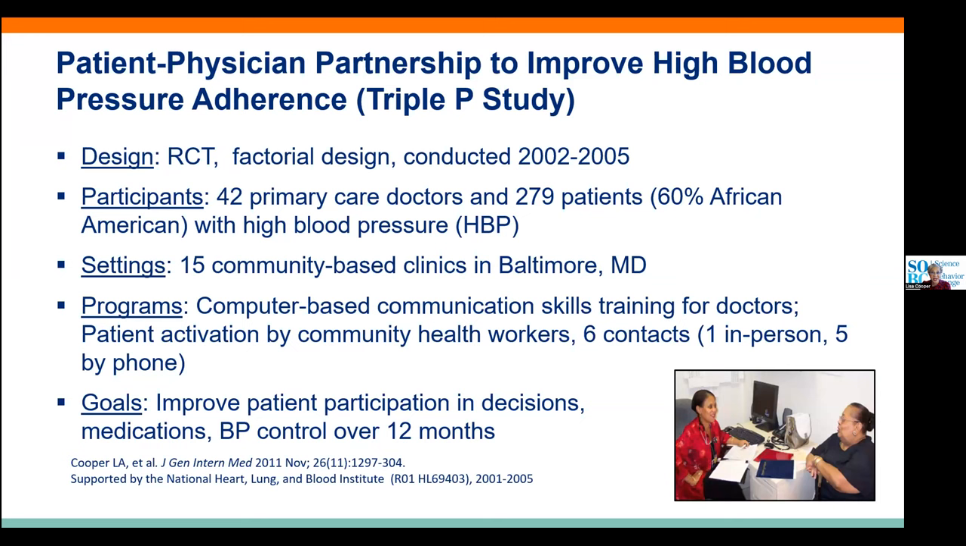And the clinician training was computer-based communication skills training versus simply a monthly newsletter. And then the patient program was patient activation by a community health worker. So those patients who were randomly assigned to that intervention had 6 contacts, 1 in person and then 5 by phone with a community health worker who acted as a coach.